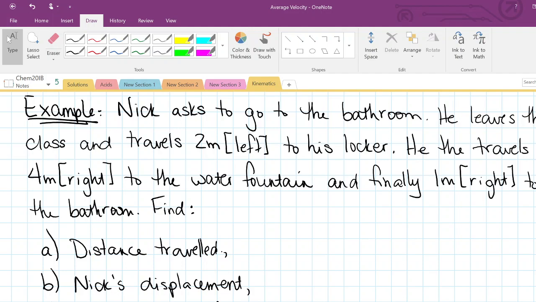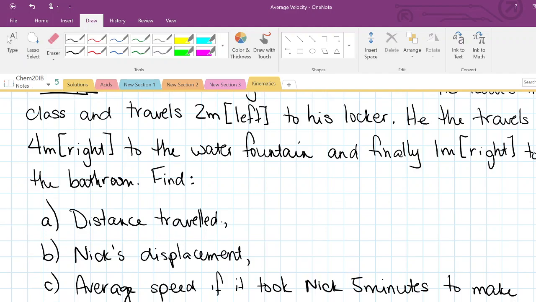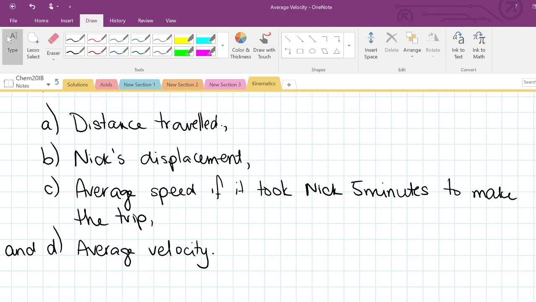So we need to find what's the distance traveled. We need to find Nick's displacement. We need to find Nick's average speed if he took 5 minutes to make the trip, and we need to find Nick's average velocity. Okay, that's all of the things we want to do. So this is a long answer problem. A couple of things we need to do first right off the bat.